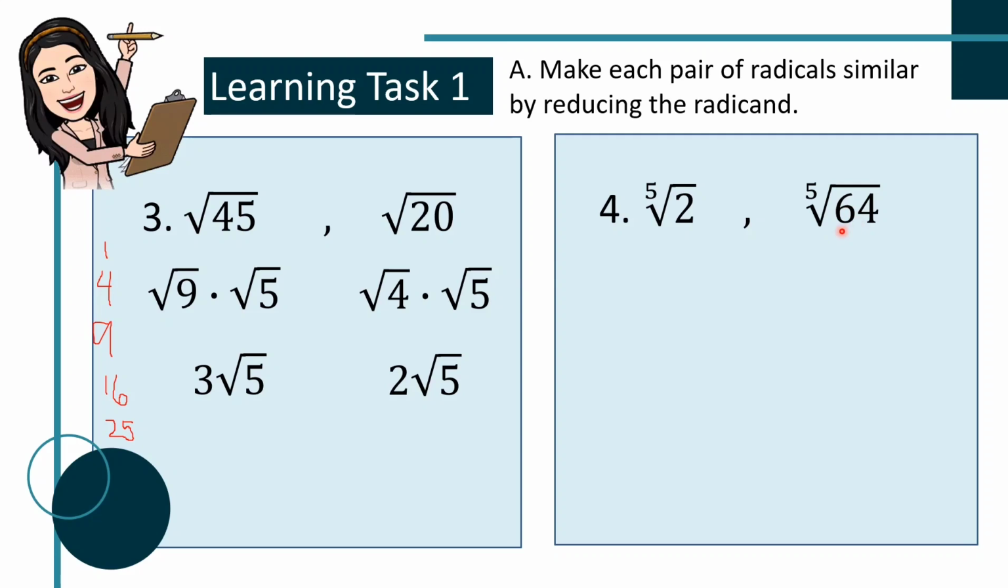Ang 5th root of 64, yung 64, kunin natin yung factors na ang isa ay perfect fifth. Ibig sabihin, 5 beses i-multiply sa kanyang sarili. Ano-ano naman yung ating mga pwedeng maging factors? Ang 1, 5 beses i-multiply sa sarili, 1 times 1 times 1 times 1 times 1 is 1. How about yung sa 2 naman? 2 times 2 times 2 times 2 times 2. What is that? 2 times 2, 4 times 2, 8 times 2, 16 times 2. That is 32. Very good.